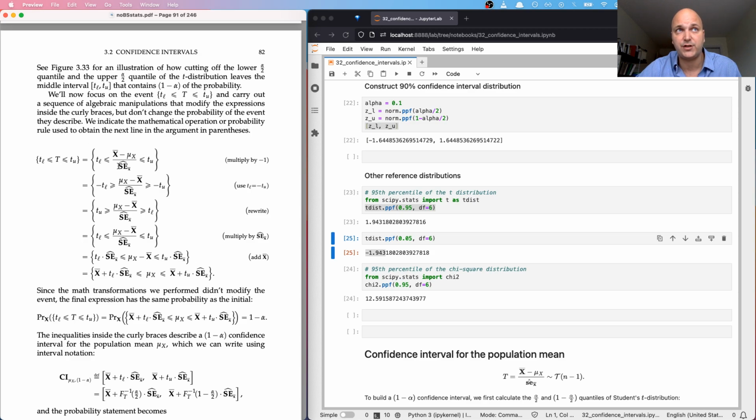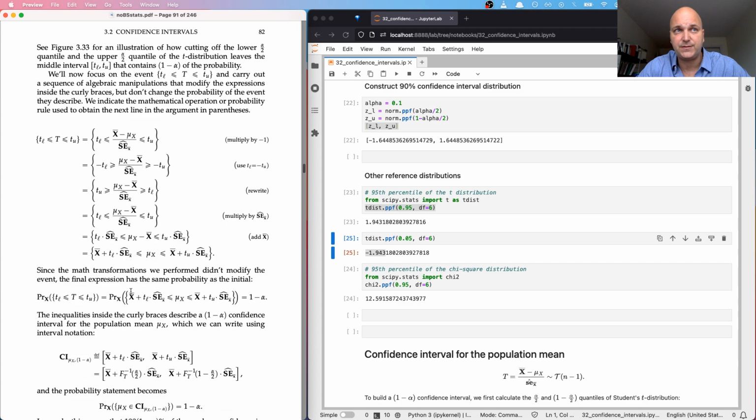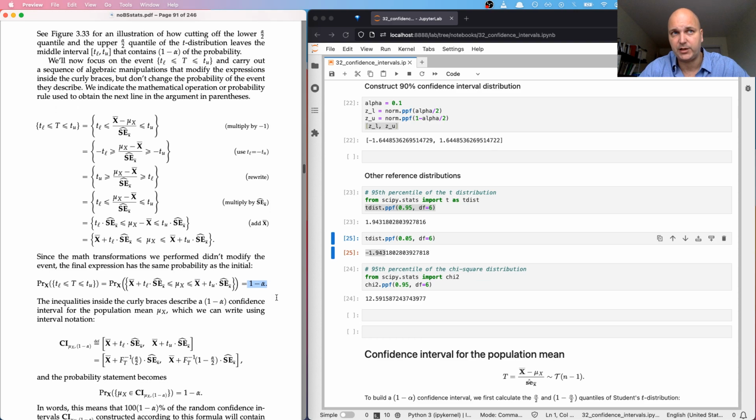So this is how we do this. We start with the pivotal quantity and the two quantiles of the t distribution. We perform some analytical steps, but each of these steps preserves the probability of the event. So the description inside the curly braces doesn't change. We're just doing math and manipulations. So by the end of this, this interval still contains 90%, so 1 minus alpha of the probability.